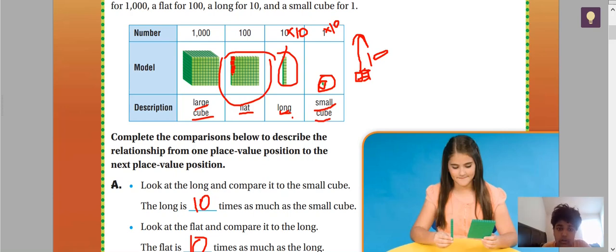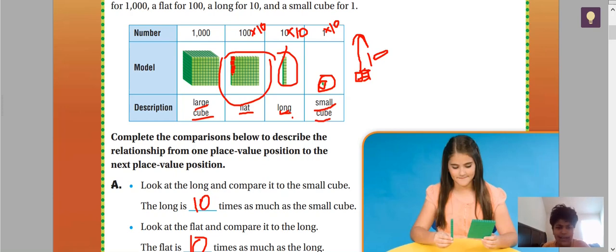Who thinks they got the answer? Raise your hand. If you got the answer, then good job. So, how many flats would it take to make one large cube? Well, if we do 100 times 10, what's 100 times 10? If you know the answer, comment down below. 100 times 10 is 1,000. So it would take 10 flats to make one large cube.